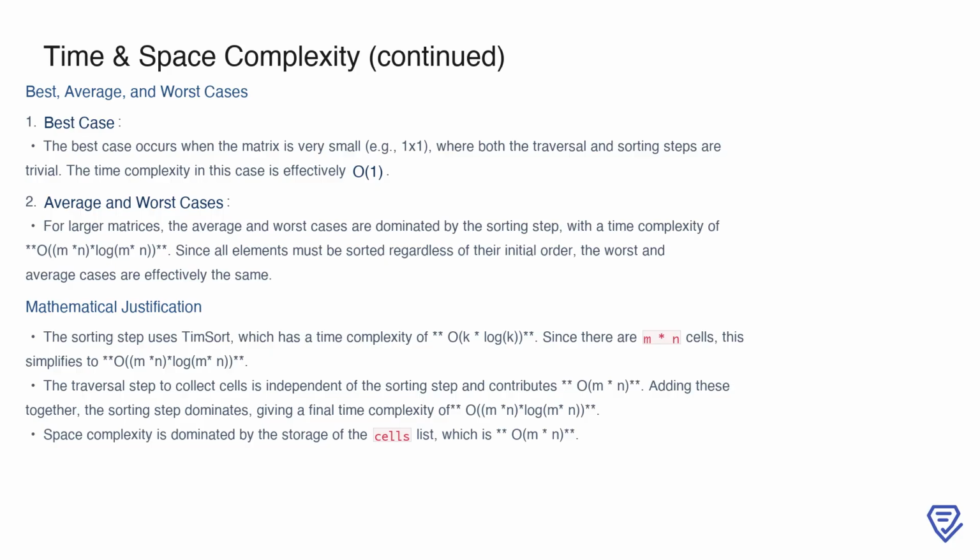Finally, the mathematical justification lies in understanding that the sorting step, which uses the timsort algorithm, dominates the overall time complexity. With m * n cells to sort, this results in a complexity of O(m * n * log(m * n)). The traversal step, which collects the cells, adds O(m * n), but this is overshadowed by the sorting step. Similarly, the space complexity is dictated by the storage of the cells list, amounting to O(m * n). Together, these insights confirm that the solution is both time and space efficient, given the problem constraints.